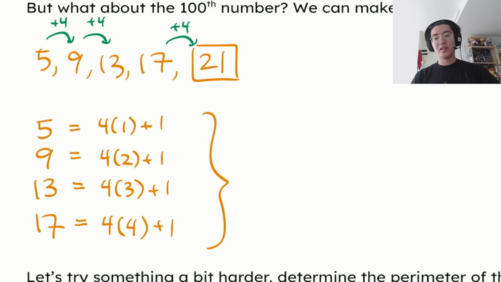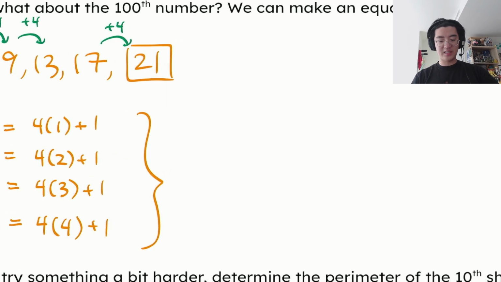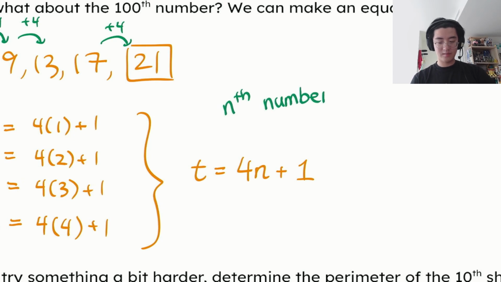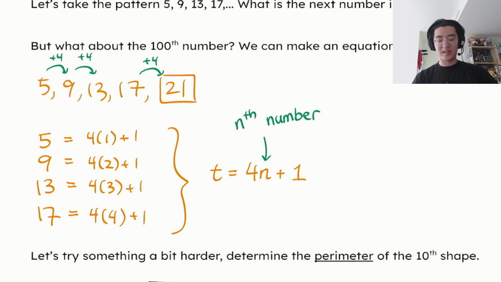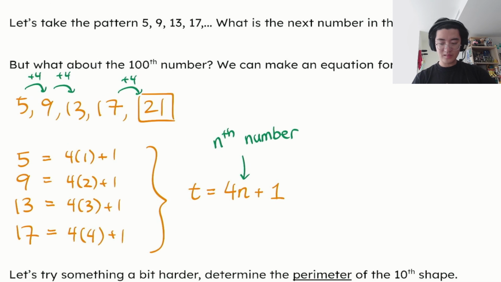So now we notice here that whatever number it is, let's say t here, is just 4 times the term number plus 1. The n here is the nth number. So the second number is n equals 2, term number 2. Or let's say the fifth number, the fifth term, which is n equals 5. And as you can see, if n equals 5, then 4 times 5 plus 1 is 21.